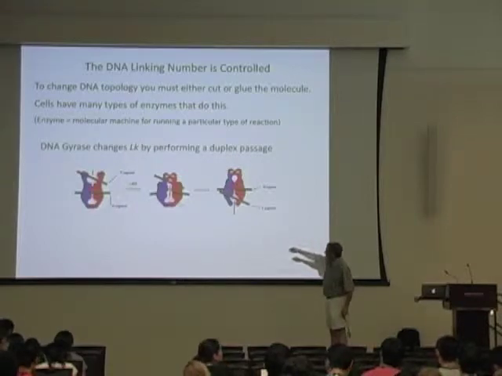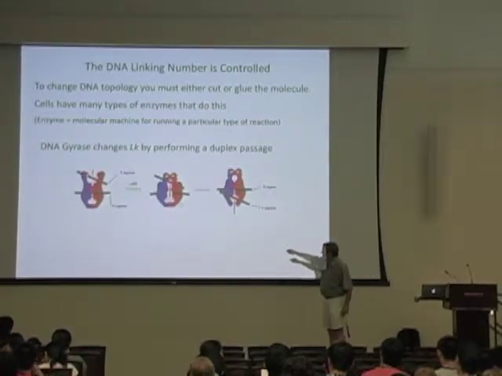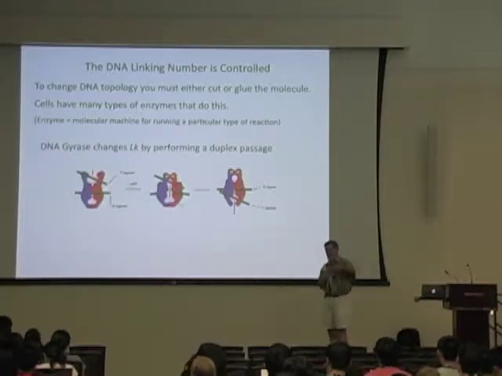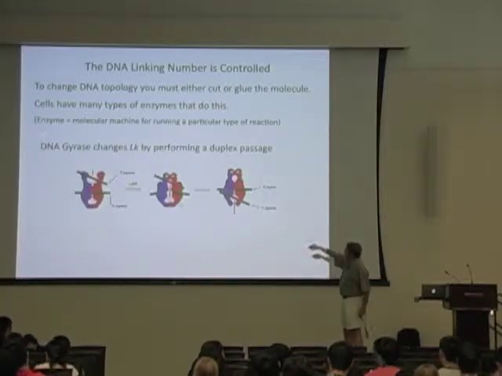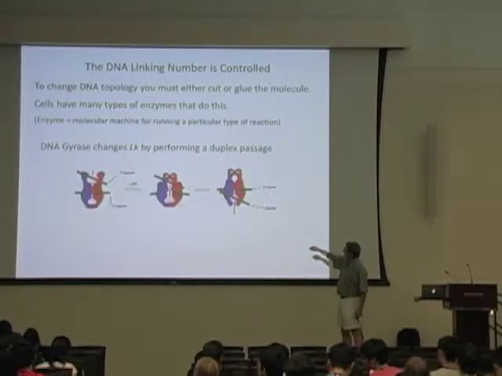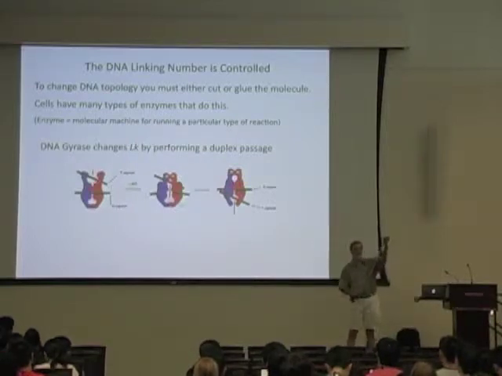There's a T segment and a G segment here. These are both double helices. Don't be confused. These are not the two strands of one double helix. This is a double helix, and this is a separate double helix. It's like, over here and over there on this belt. And so what this enzyme does is it grabs this G strand and the T strand, and it cuts the G strand, and it pushes the T strand through it, and then it closes it up again. So it does a double strand passage.